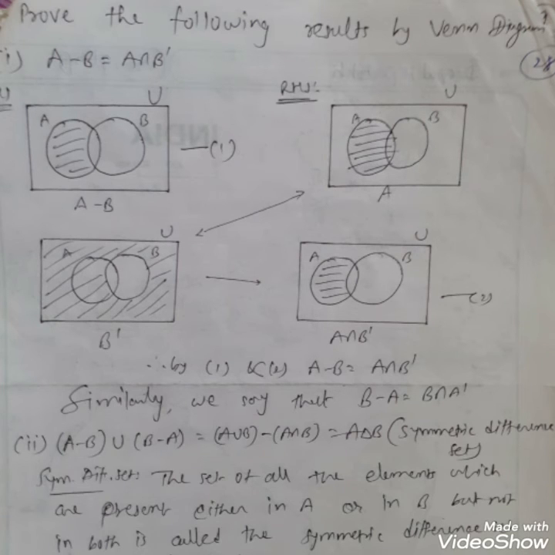Now prove the following results by the Venn diagrams. Here first is that A difference B equals A intersection B dash. So here first we consider the left hand side. A difference B means elements are in A but not in B, as we had seen earlier.